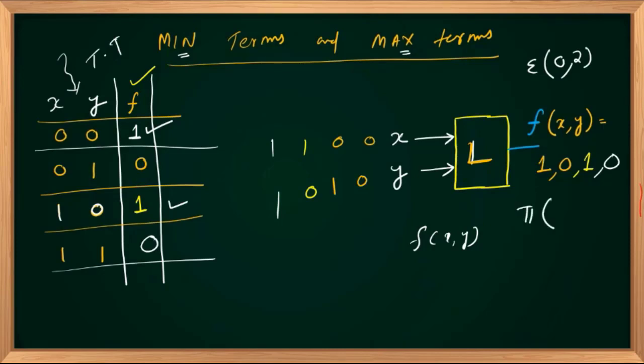How to identify pi terms? Look at the function equal to 0, right? What is a pi term? Pi of, this is 0, 1. The decimal index is 1, okay? And the function is equal to 0 here. What is the decimal equivalent of this? 1, 1, that is 3, pi of 3, right?